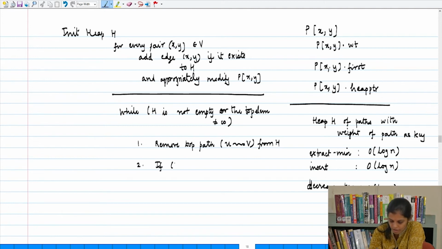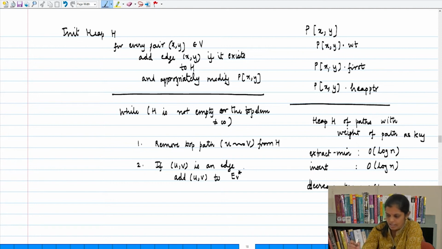If uv is an edge, then I will claim, and this is the claim, that I am not asking whether it is an optimal path; I will prove to you that this is an optimal edge. If uv is an edge, add uv to E_v star. I have not defined this E_v star yet. These are the data structures that we maintained, and we have one more additional data structure.